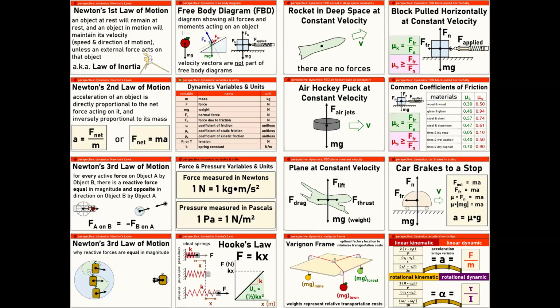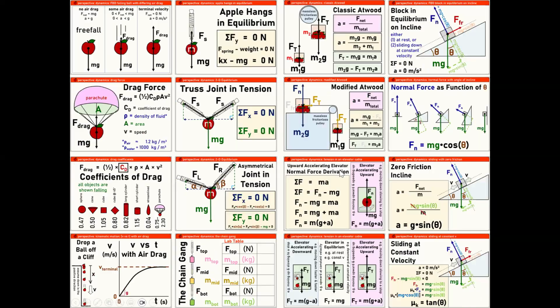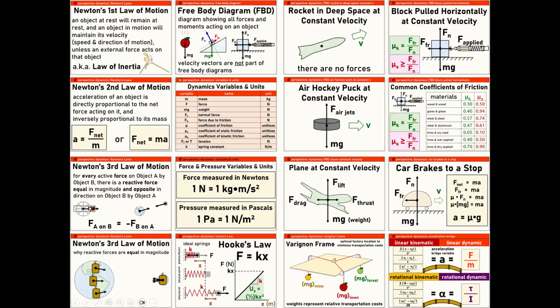Now we're moving on to the orange banners. Orange banners is what we got. This is dynamics. You see Newton's laws of motion. I see forces. I see lots of free body diagrams. We got two pages of these.